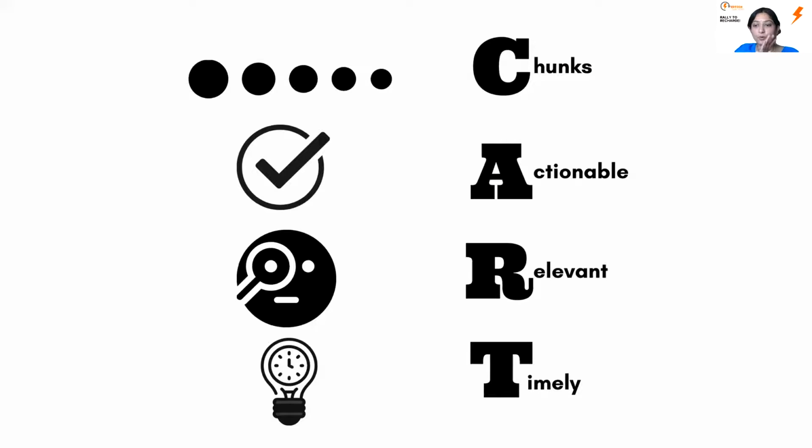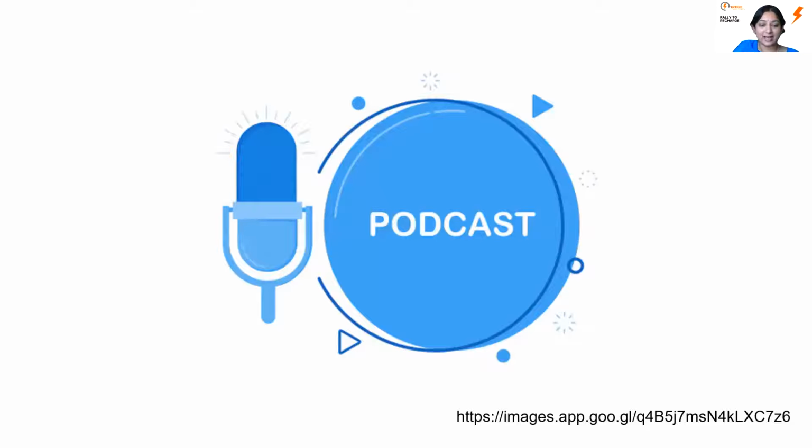There are essentially 4 key pieces to making our research accessible. First one is to break it down to chunks, giving educators actionable to-dos, making it very relevant and timely for what is going on in their classroom at that time, at that moment. The first I'd like to share are podcasts.